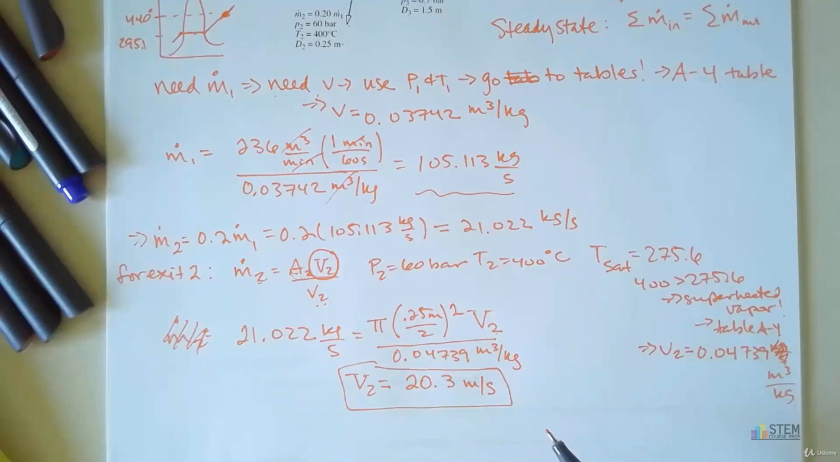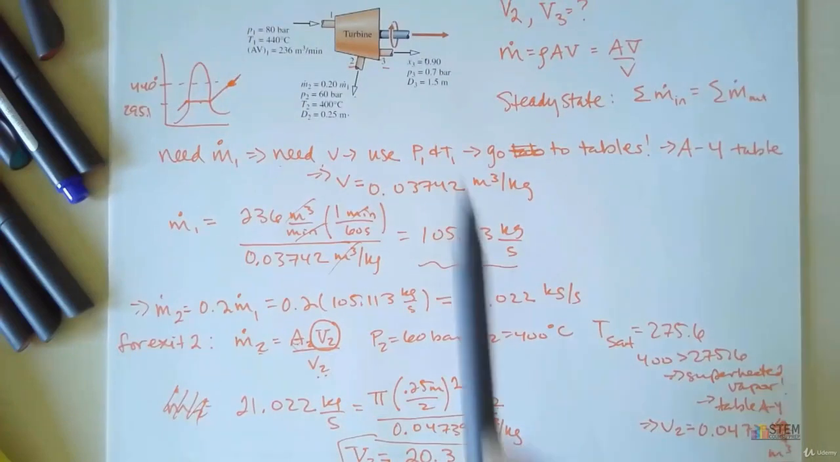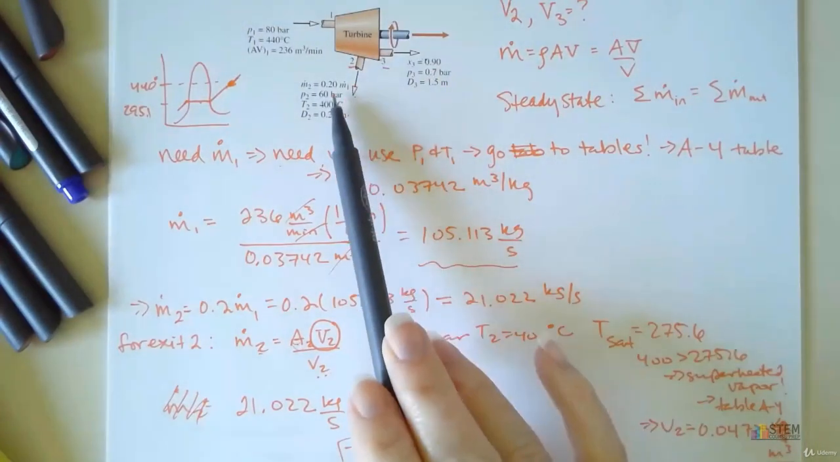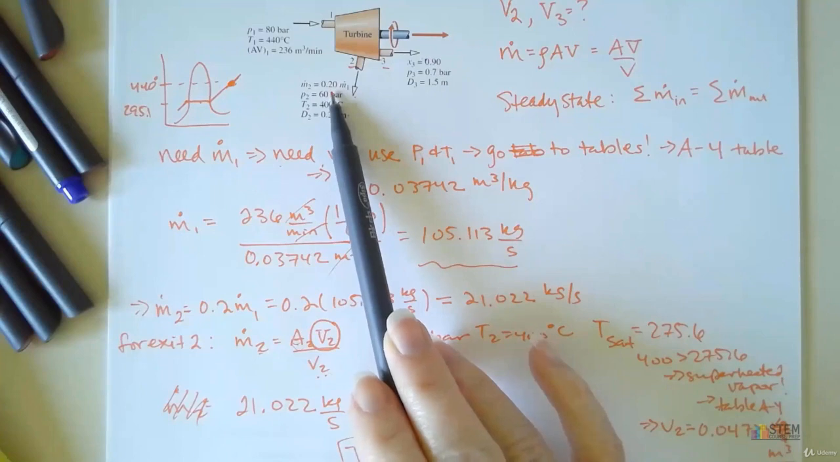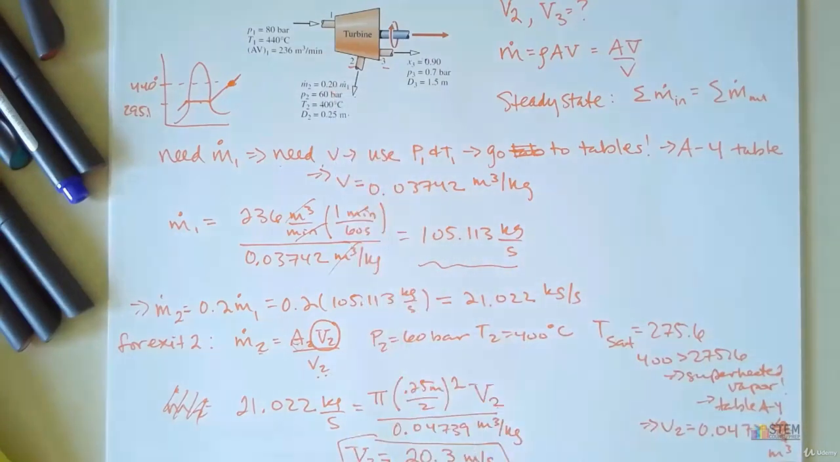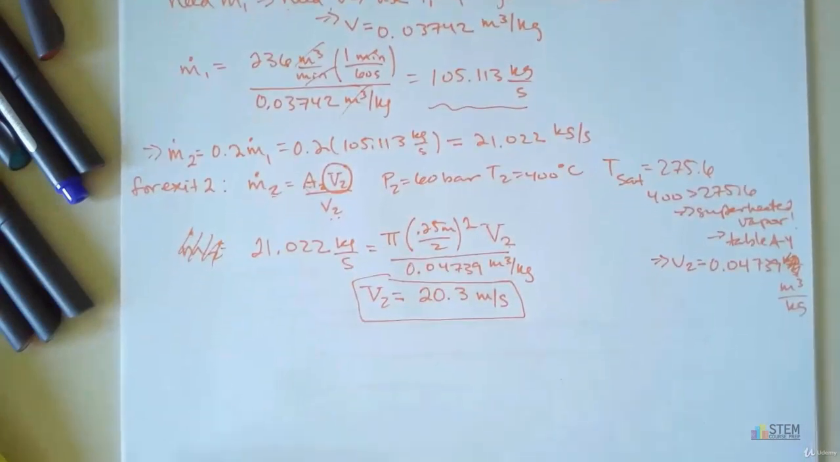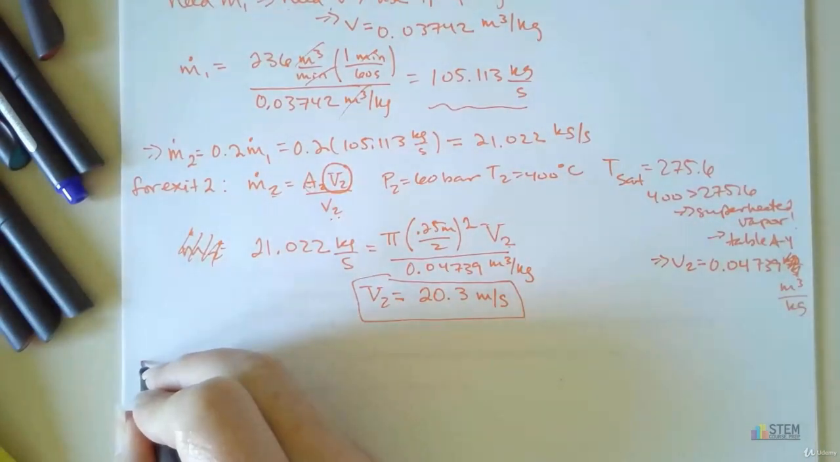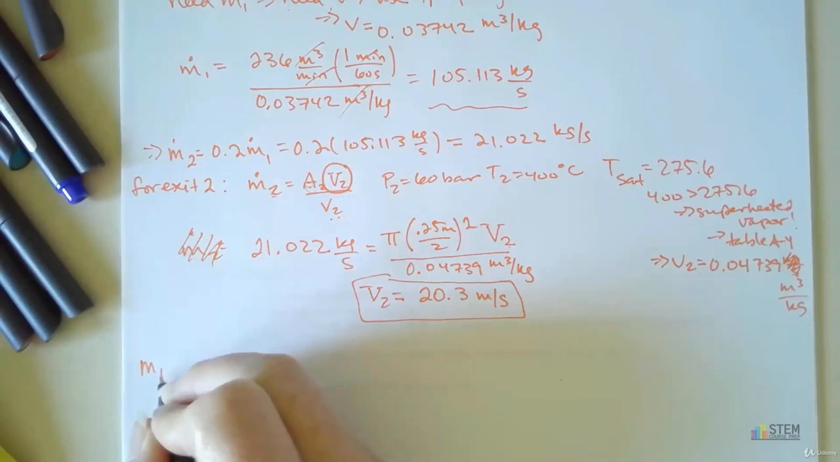All right, so there you have it. There's our velocity for exit 2. Now we need to do the same thing for exit 3. We do not know the mass flow rate at exit 3. All we were told was the mass flow at exit 2 was 20% of M1. So let's go ahead and just use our conservation of mass equation.